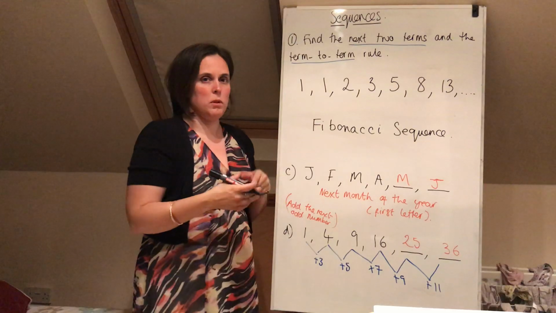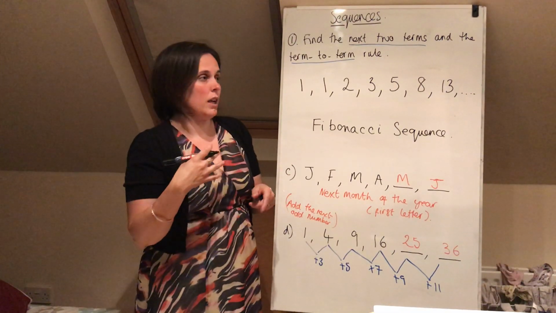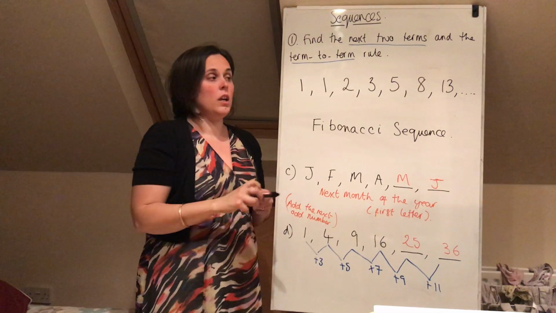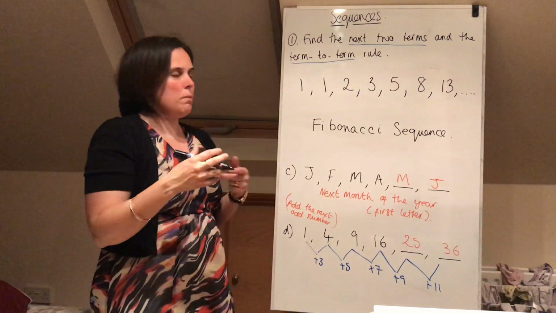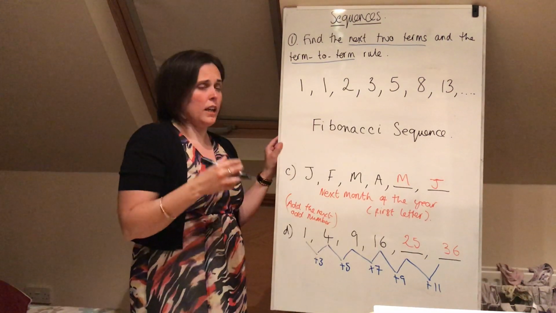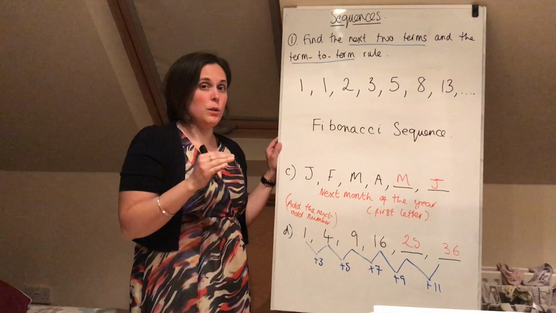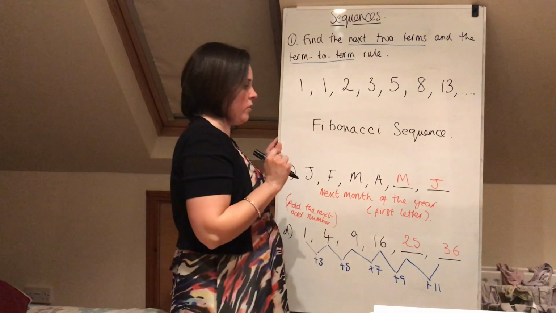It appears in the ratio between different parts of our bodies, with animals, with different parts of nature, for example snail shells, if you look at pine cones, pineapples, all sorts of things like that. So it's a really interesting thing to look into, and it just goes to show you that sequences can appear in lots of different places, not just in the maths classroom.